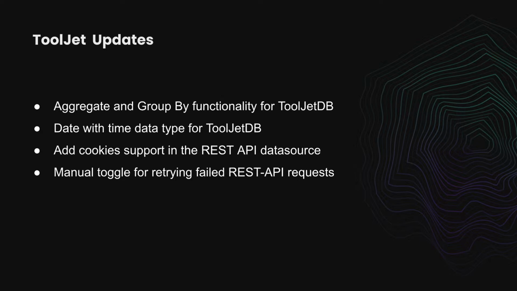Talking about the updates, for ToolJet database, we have two major updates. First is the aggregate and group by functionality that we have added. And second is the date and time data type that we have on ToolJet database. We have also added cookie support in the REST API data sources, and we have introduced a manual toggle for retrying failed REST API requests. So I'll be showing you all these updates, how they look on the UI as well.